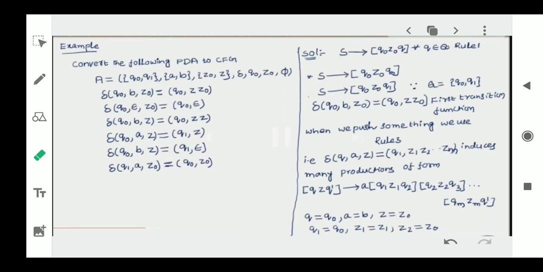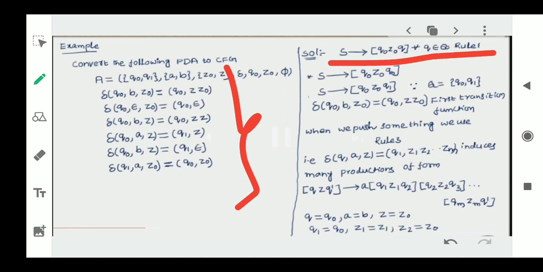So what is our rule 1? These are the given PDA equations. Rule 1 is: S implies [q0 Z0 q] for all q belonging to capital Q. What do you mean by this rule? Whatever the number of states given in the PDA. How will we identify the number of states? In the PDA we have 2 states, Q0 and Q1.